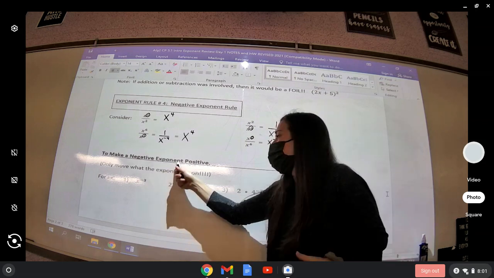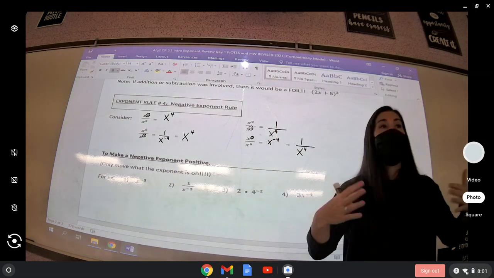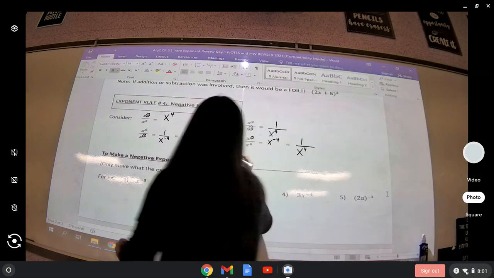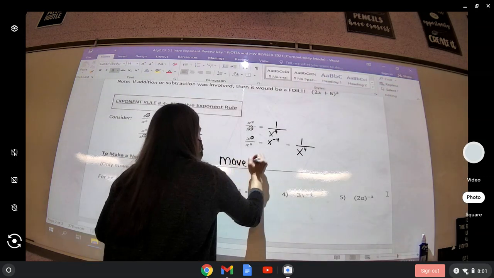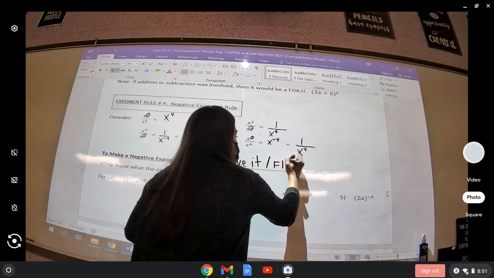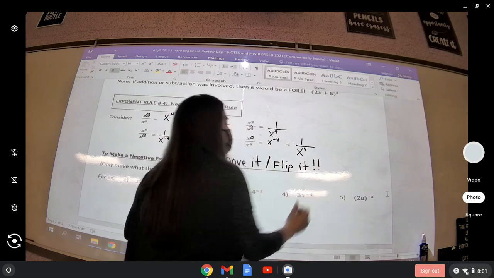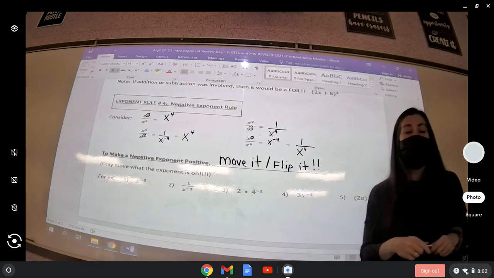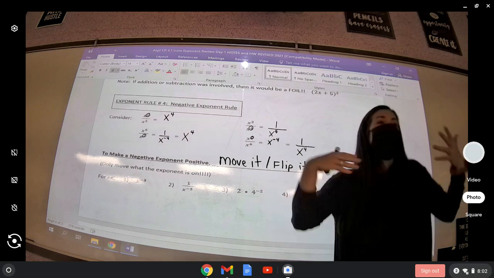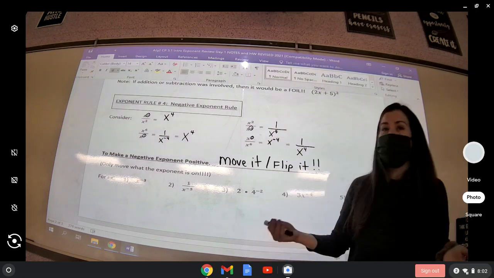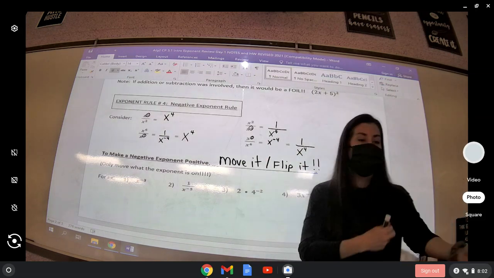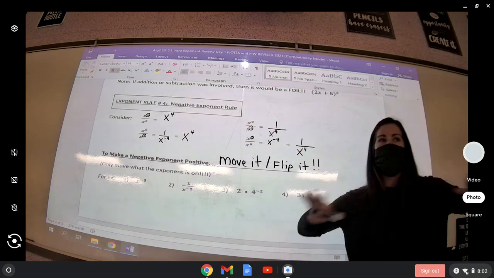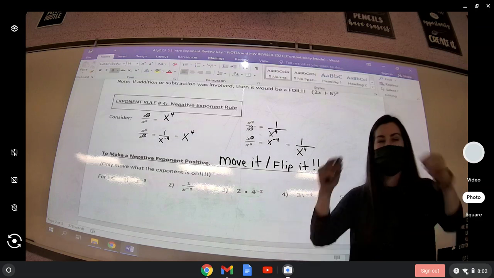To make a negative exponent positive, you move it, or you flip it, if you will. Move it to the bottom or move it to the top. Now, when I see a negative exponent in a problem, a lot of the times I'll work with it because I can add negative numbers, I can subtract negative numbers, I can even multiply negative numbers. I just know in my final answer, I'm not leaving any exponent negative because you're not supposed to.